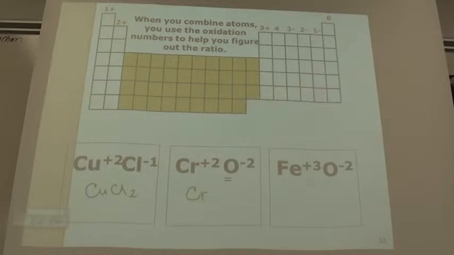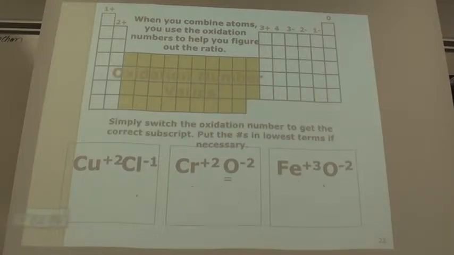Chromium 2 oxide is what we would say. The 2 goes here, the 2 goes here. Are we done? No. Why? Because you could simplify this to CrO. And iron 3 oxide would be written like this. Iron 3 oxide would be written like that? Mm-hmm. That part's pretty easy peasy lemon squeezy, isn't it?